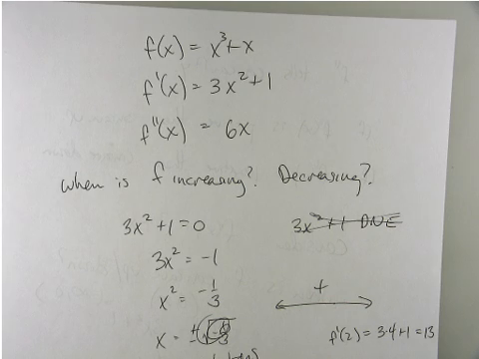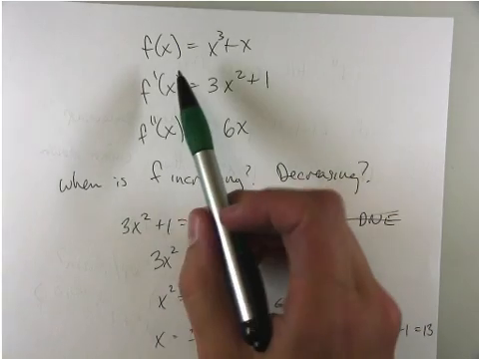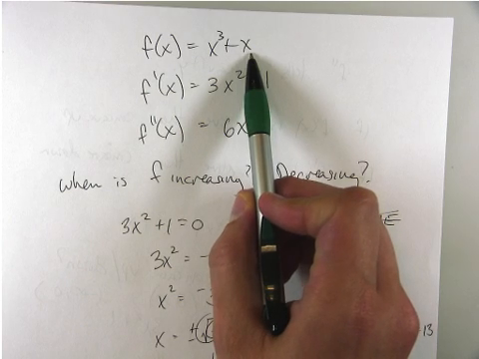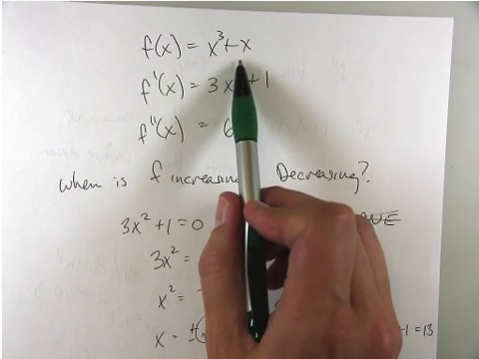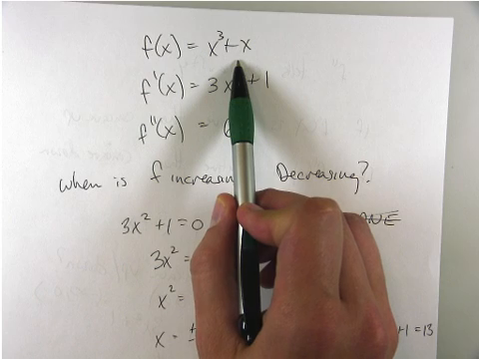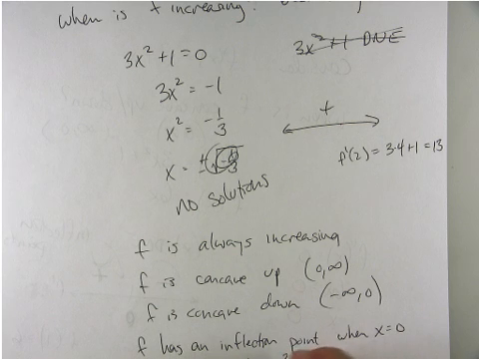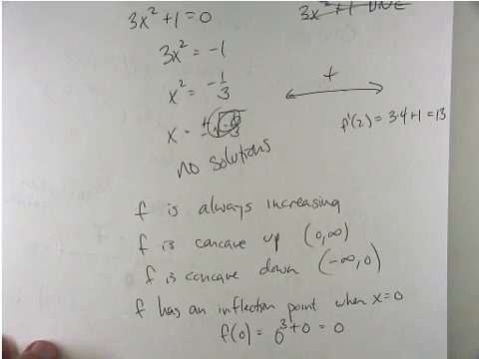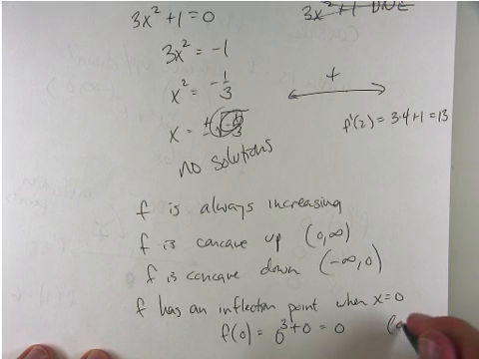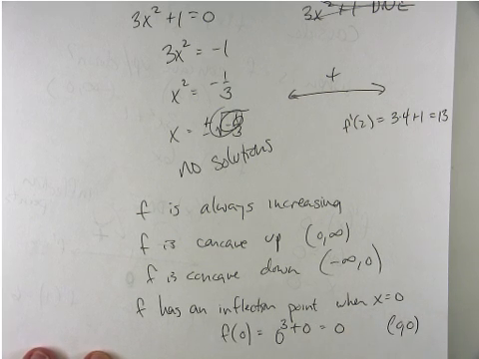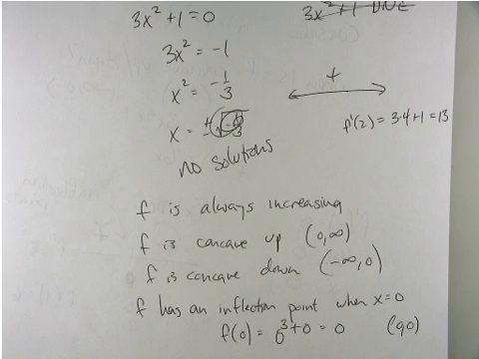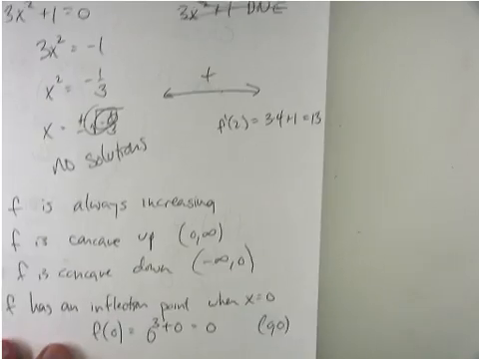The function is x cubed plus x. So f of 0 is 0 cubed plus 0, which is 0. So there's a point 0, 0. That's one point that's on the graph that I know. I'm going to take all of this mess and I'm going to try to draw a picture.